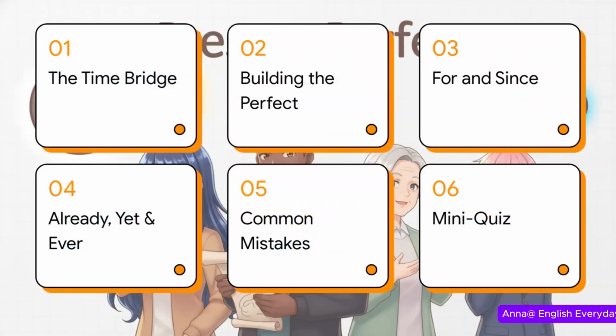Here's our game plan to get there. 1. The time bridge. 2. Building the perfect. 3. For and since. 4. Already, yet, and ever. 5. Common mistakes. And finally, 6. A quick mini quiz to lock it all in.